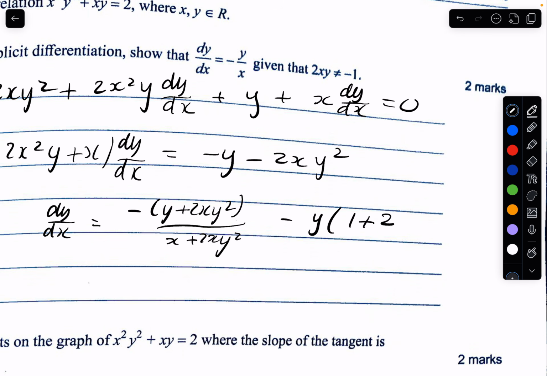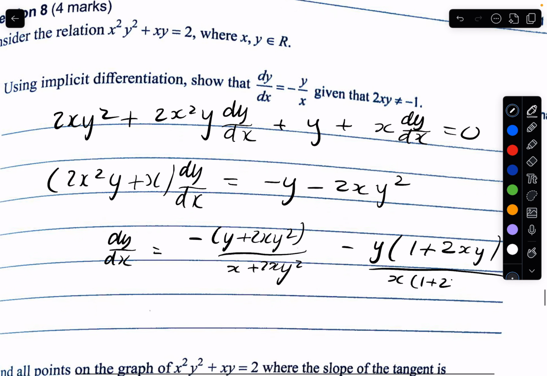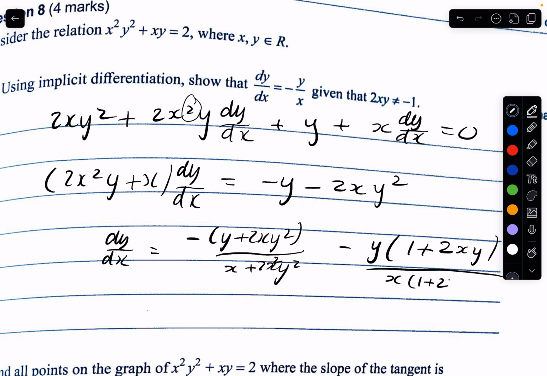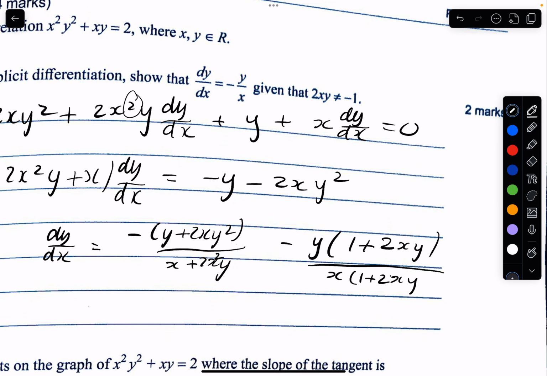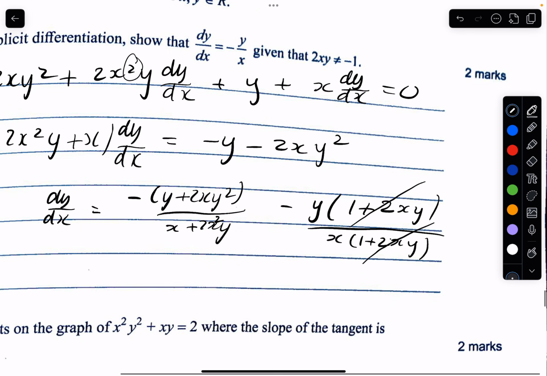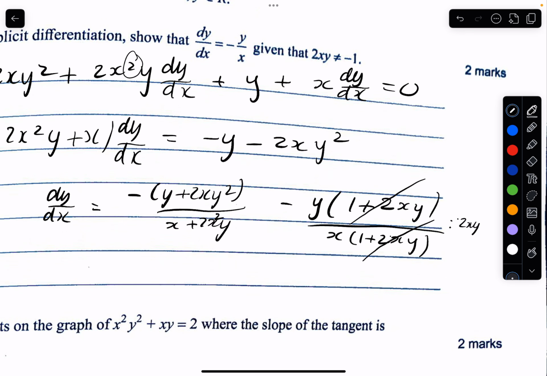1 plus, so if we take out 1, you get 1 plus 2xy over x, and then you get 1 plus 2. I think that should be, oops, it's x squared y. 2xy, and so you can cancel that since 2xy is not equal to negative 1, because if that's 0, then you can't cancel. So therefore, dy over dx is equal to negative y over x.